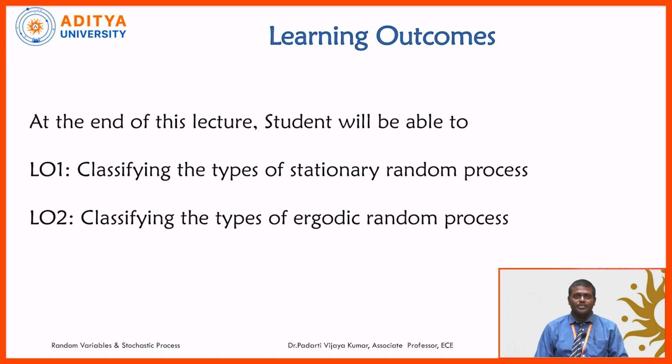So at the end of this lecture, students will be able to learn the classification of random process based on the parameter stationarity. That is nothing but classifying the types of stationary random process. Another learning outcome is classifying the types of ergodic random process. We will define what is meant by ergodic random process, and also we will classify the ergodic random process, and also we will try to relate stationary random process and ergodic random process.